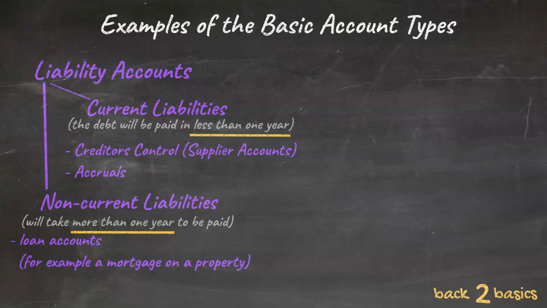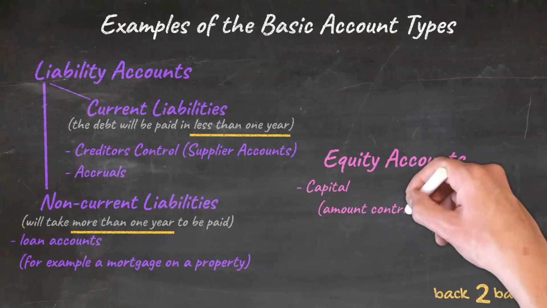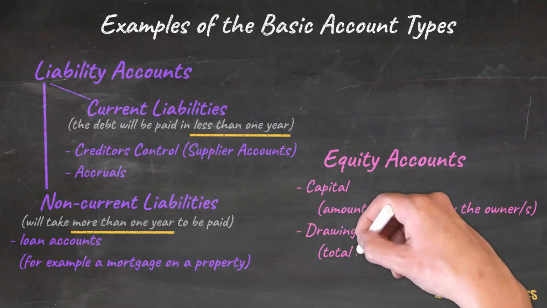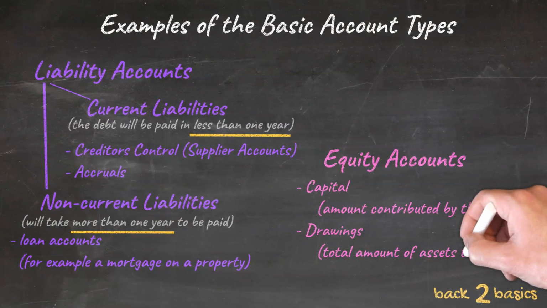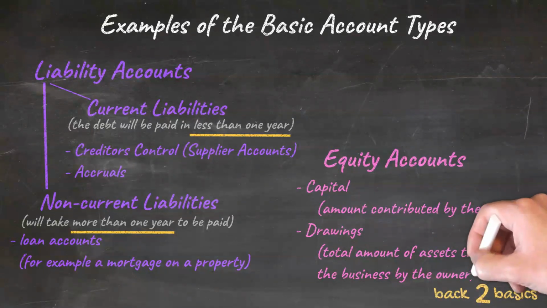If we then consider common accounts under owner's equity, it will be capital, which is the amount contributed by the owner, and the other account would be drawings, which is the total amount of assets taken out of the business by the owner.